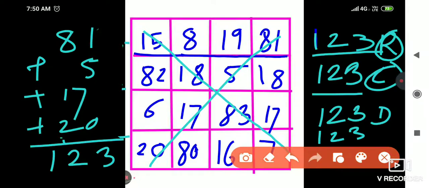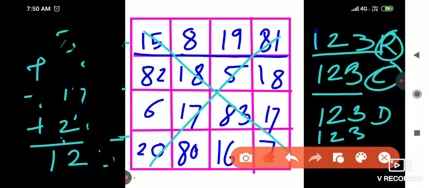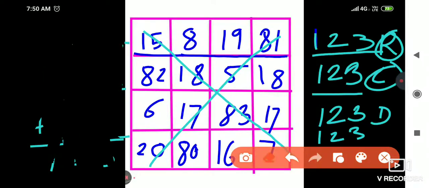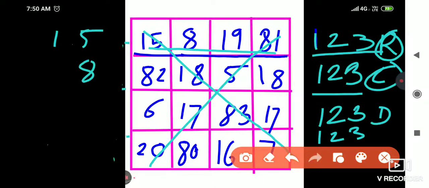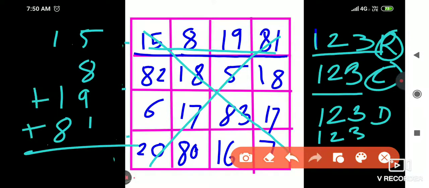123. So if you see here, if I had done the addition of all this, the diagonal is also how much? 123. Then afterwards I will show you the vertical columns' addition, and the horizontals also. So here I will add this first, which I had not shown you. So 15 plus 8 plus 19 plus 81 is equal to how much is the addition?